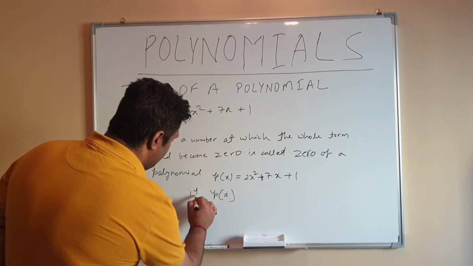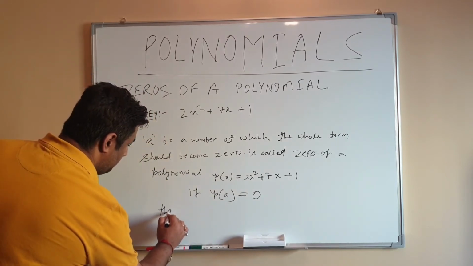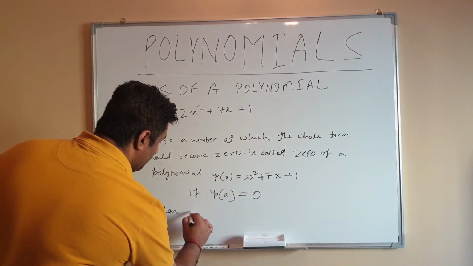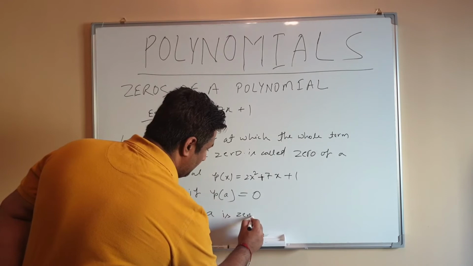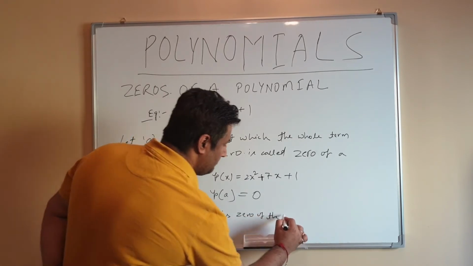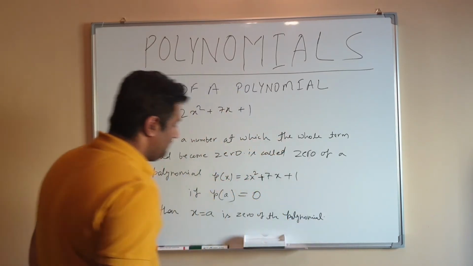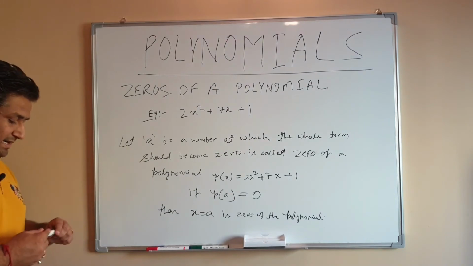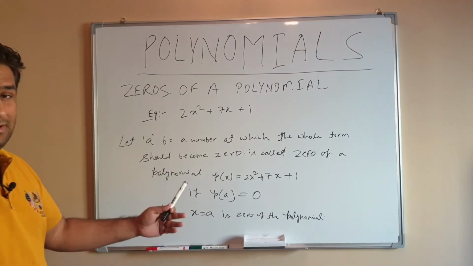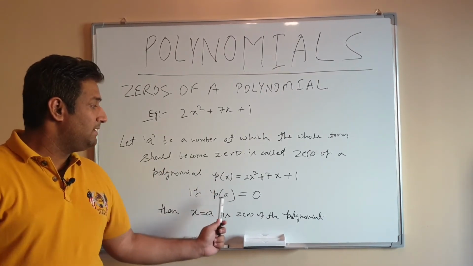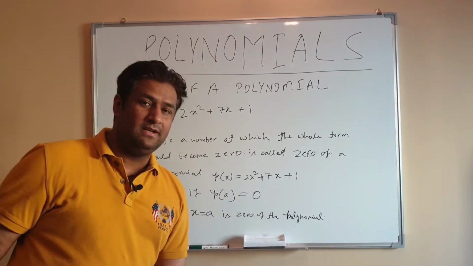So if p of a is 0, then x is equal to a is a 0 of the polynomial, right? So basically the given term is, let's say p(x), which is 2x square plus 7x plus 1, and we assume that at x is equal to a the whole term will become 0, then x is equal to a is basically a 0 of the polynomial.